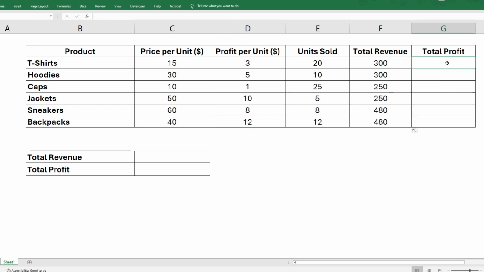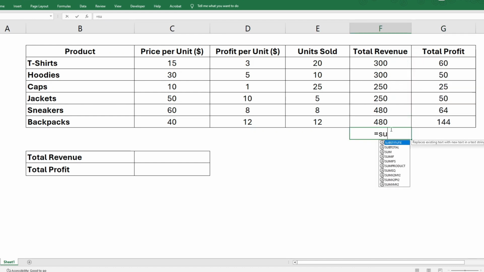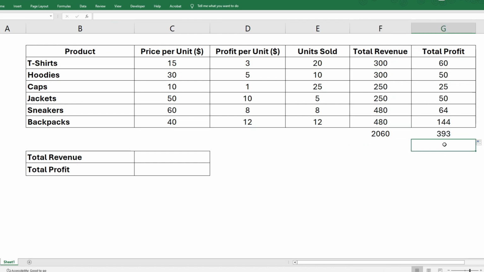Then similarly for the total profit, you would take the profit per unit times the units sold and calculate the total profit for each of them. After that, you would sum it up, which now gives you the total revenue. Similarly, if I extend the formula here, it will give you the total profit.